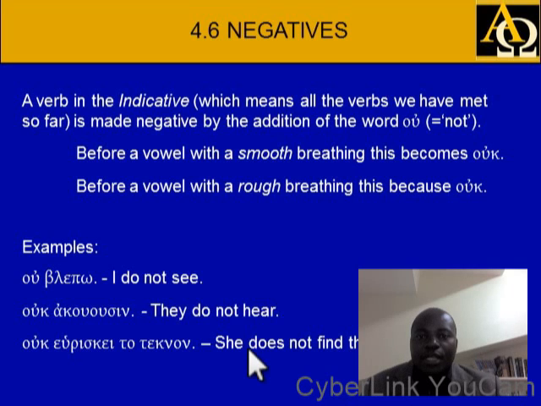So that's the lesson for this week. These are the prepositions. You should now be able to translate more complex sentences as we find prepositions.